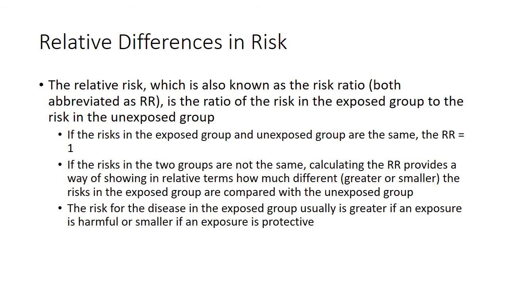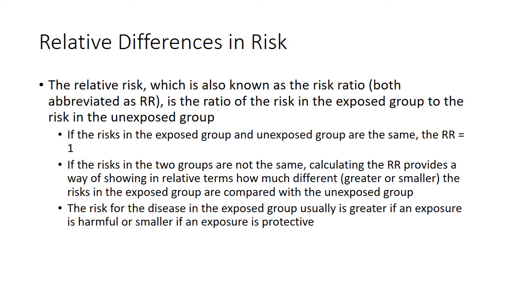So in contrast to absolute risk differences, we're going to now look at relative differences in risk. And so if you hear a risk ratio, that's another name used for this, and both relative risk and risk ratio are abbreviated as RR. Basically what you're seeing is that this is going to be a ratio of the risk in the exposed group divided by the risk in the unexposed group.